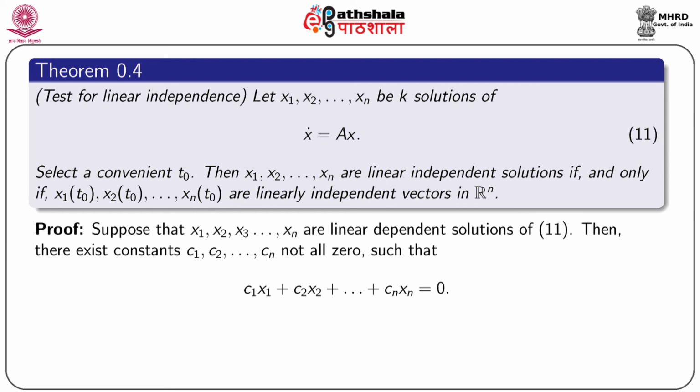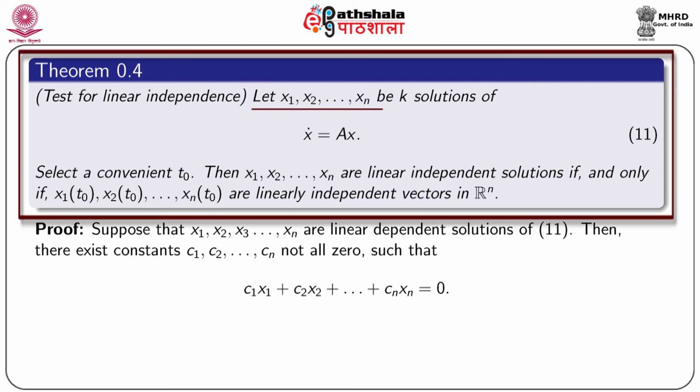In this theorem, we have a test for linear independence. Let x1, x2, ..., xn be solutions of the differential equation dx/dt = Ax. We select a convenient t0. Then x1, x2, ..., xn are linearly independent solutions if and only if x1(t0), x2(t0), ..., xn(t0) are linearly independent vectors in Rn.